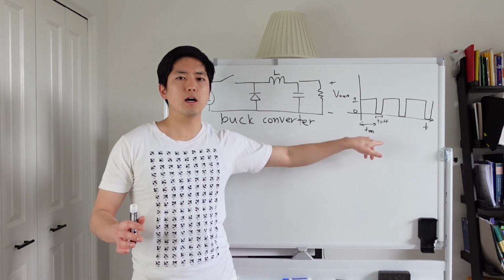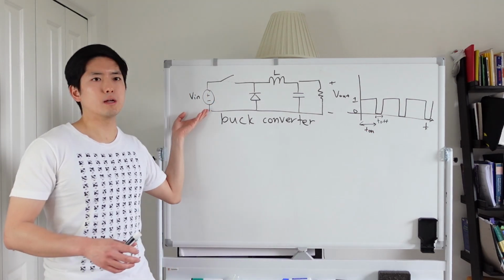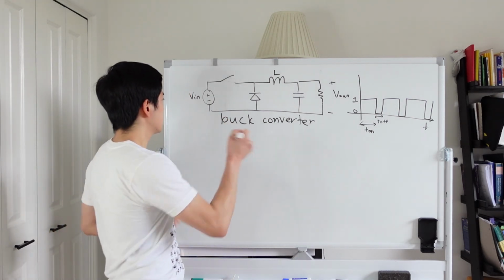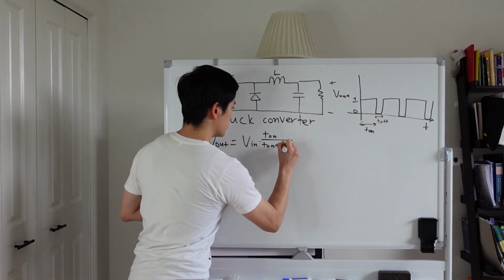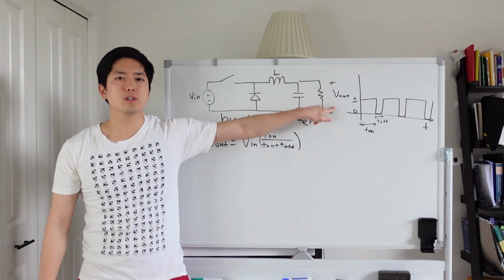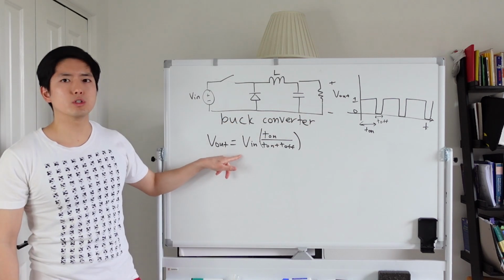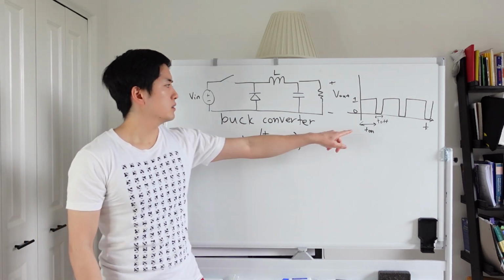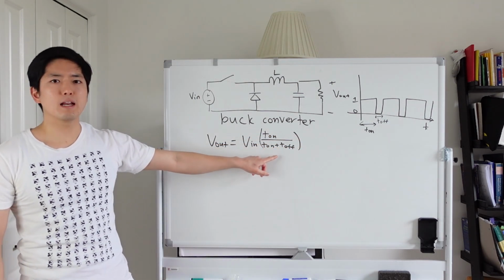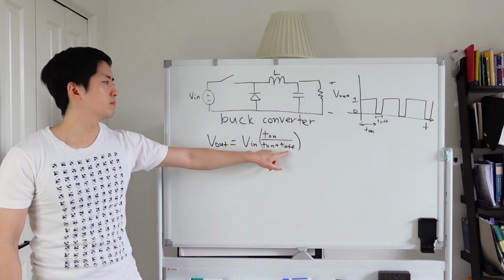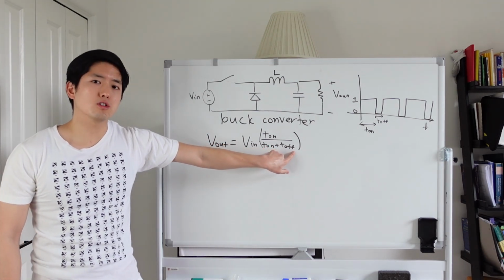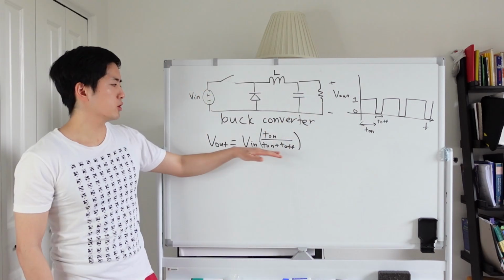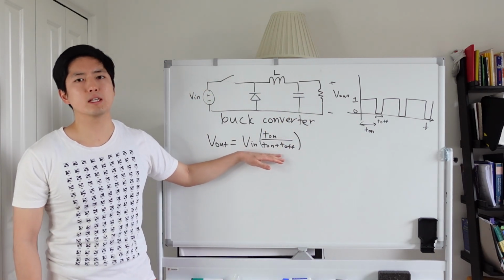So given our T on and T off, as well as your input voltage, the output voltage will equal the following. So V out, the voltage at your load, will be equal to your voltage input multiplied by T on divided by T on plus T off. This ratio here is also known as the duty cycle of your signal for your switch. So this is how you determine your output voltage, and you can set it accordingly.